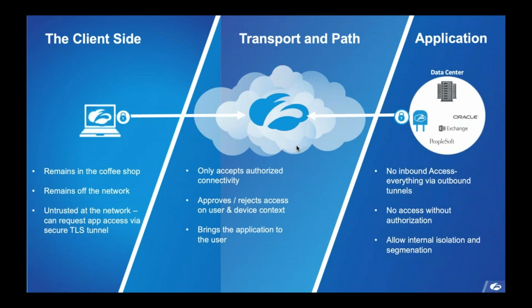So the base rule set that you need to expose an application in a location is outbound 443 for the TLS connection. That's it. So there's no access without authorization, and you can isolate and segment according to your requirements as an organization. So just to think about that for two reasons very briefly before I move on.